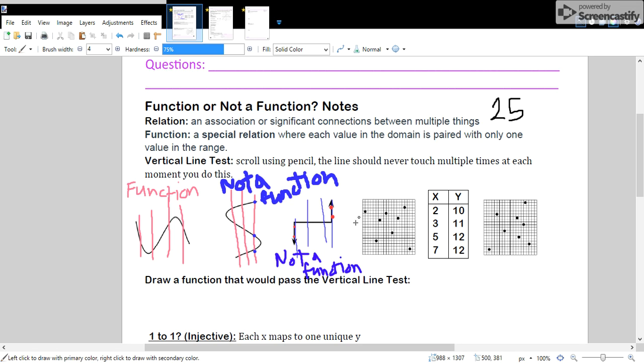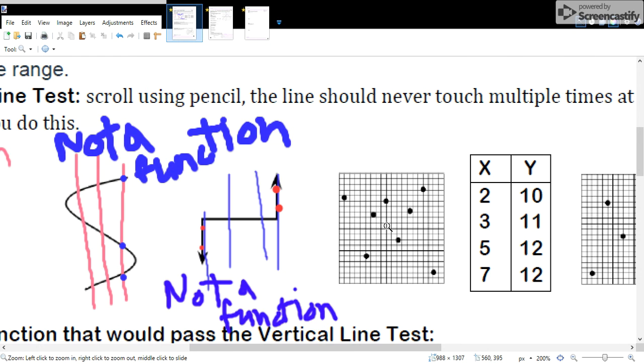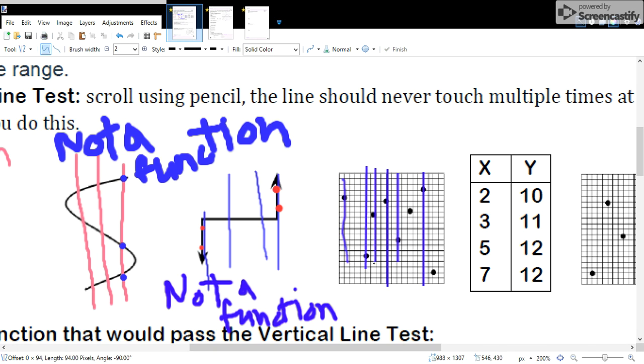Okay, if we look at the next one, we draw our lines. As we draw our straight lines, notice that none of the points are in line with the other points. Since that's the case, it is a function.